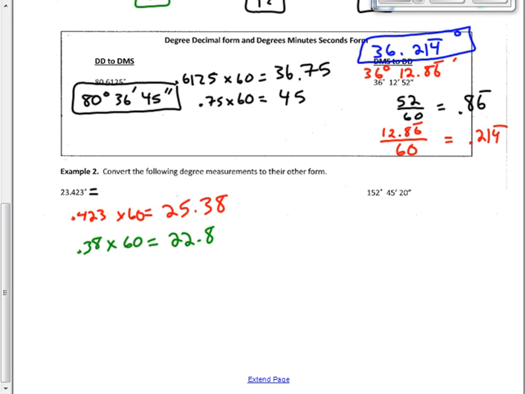But now I have my total of 23 degrees. I had 25 whole minutes, and I had 22.8 seconds that were left over. And it's okay if you have that 0.8 in the seconds, just don't leave it in the minutes. Okay? We're not going any farther than seconds, so that's where we want to stop no matter what.